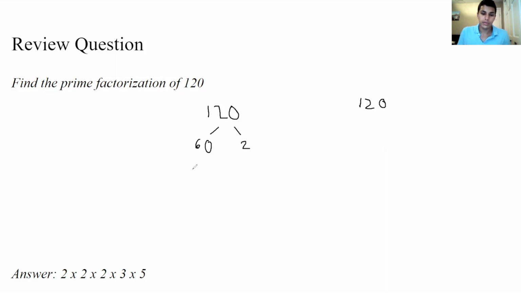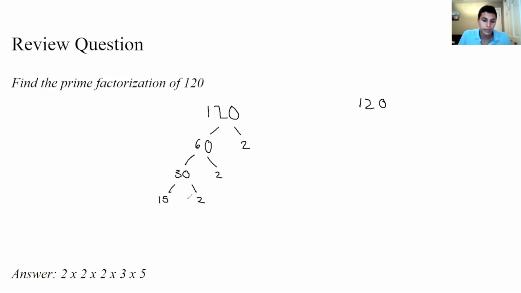Now, this 2 is a prime number, so we can't break it down any further. So the only part we can break down is this 60. Now, since it ends in a 0, it's an even number. That means it's divisible by 2 again. So let's divide it by 2. We end up with 2 and 30, because 30 times 2 is 60. Now again, this 2 can't be broken down, but this 30 can, because it's an even number. So let's divide it by 2 again. So dividing by 2, we get a 2 here and a 15 here. 15 times 2 equals 30.